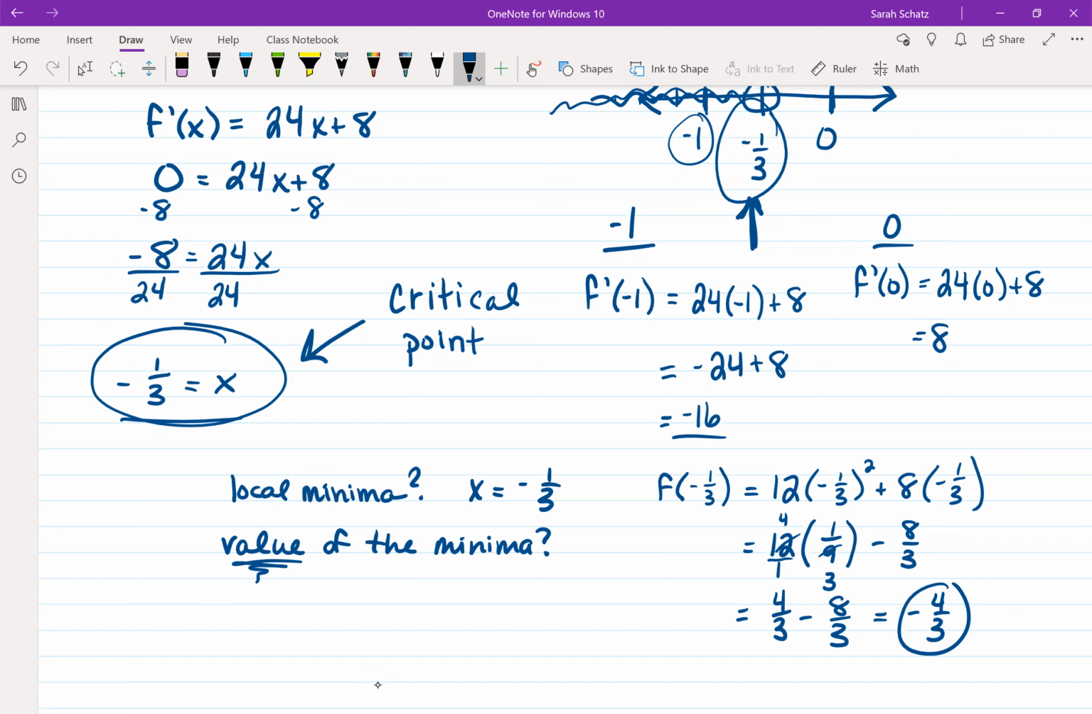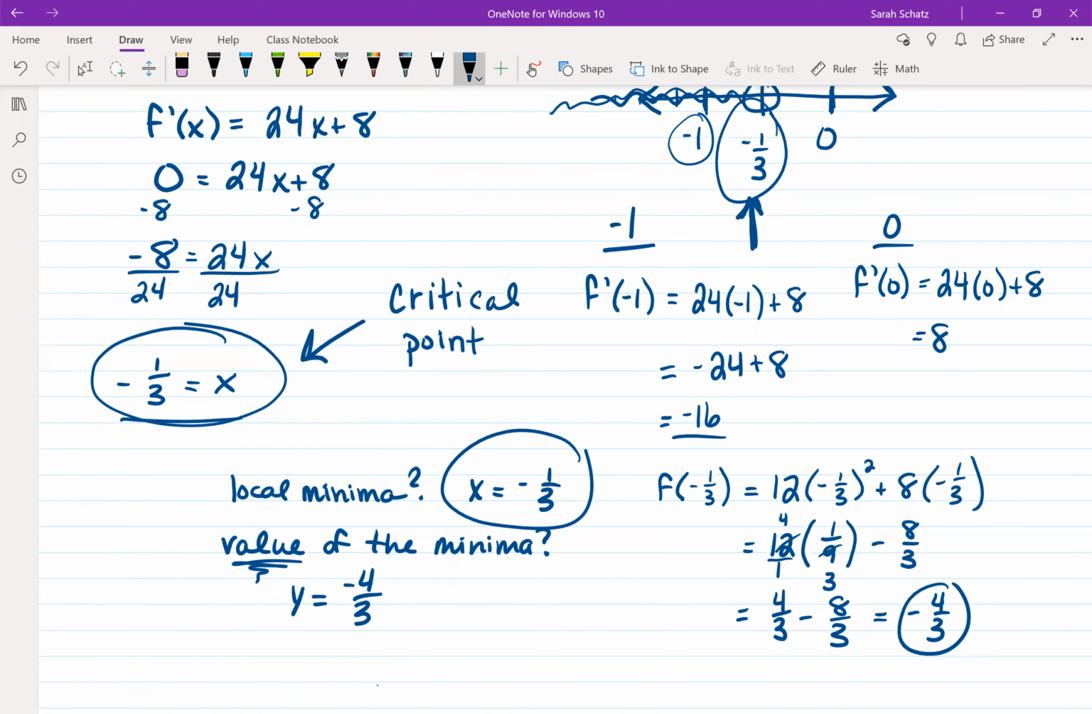So what did I just find? I found the y value at the critical point. So I say, yes, I do have a minimum. It happens at x equals -1/3. What's the value of that minimum? Well, that's -4/3. It's a y value. I don't think you'll need the y equals or anything, but it is a y value. So that's going to be one thing they ask you.